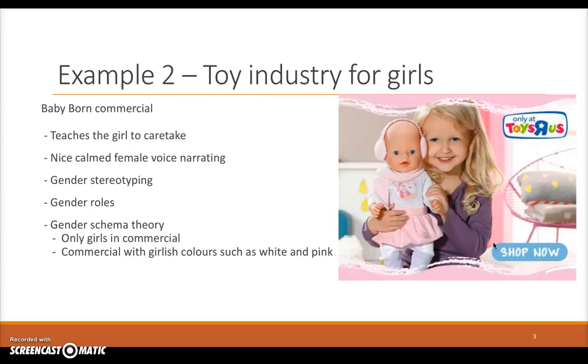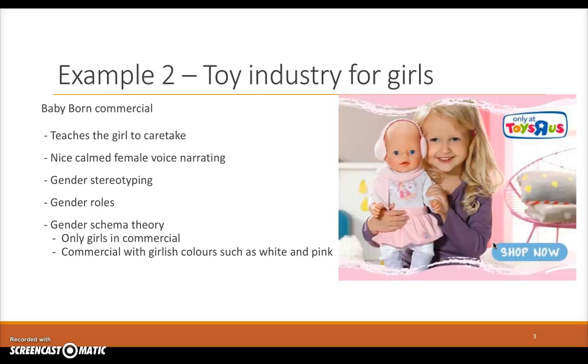Yes, and we have our second example, which is first the toy industry for girls and then the toy industry for boys. And the first thing we have chosen is a Baby Born commercial, which is a small doll. In this commercial, it shows the girl how to take care of this doll, because the doll both needs to be fed and it needs water and it needs to go potty training. It basically needs everything, which is gender stereotyping for girls, because it falls into the gender roles of what girls are supposed to do: take care of the children and make the food and things like that. And there also is a nice calm female voice who is narrating this whole commercial. So it's really a pretty picture of this toy.